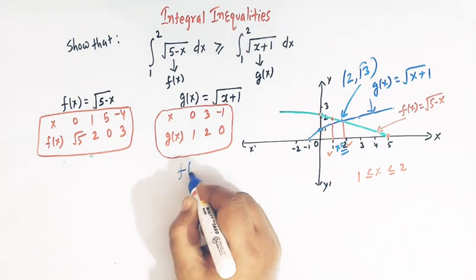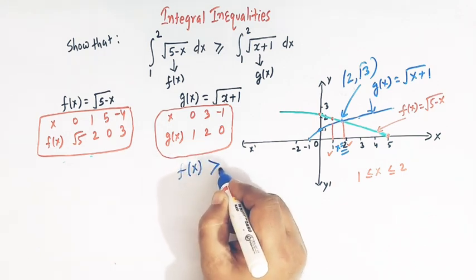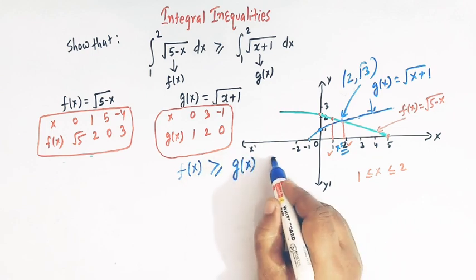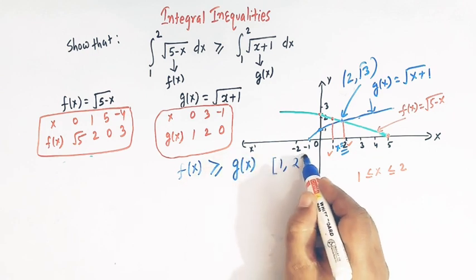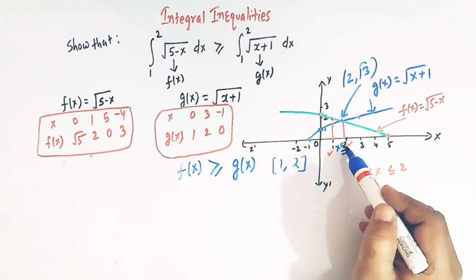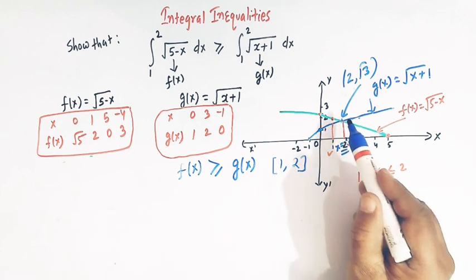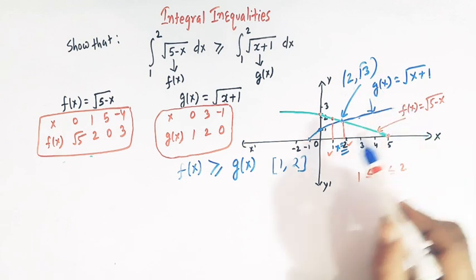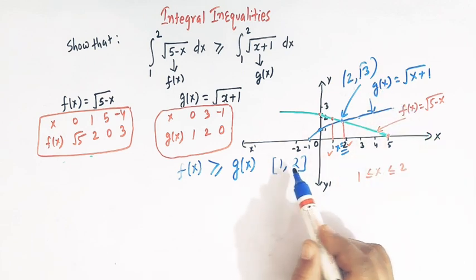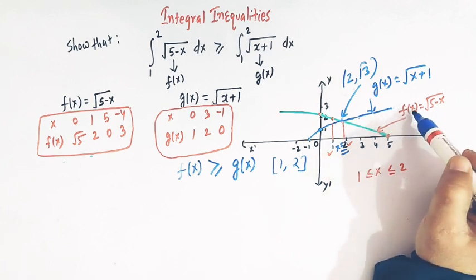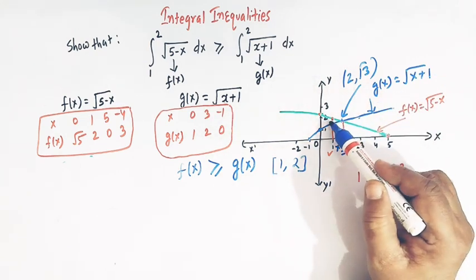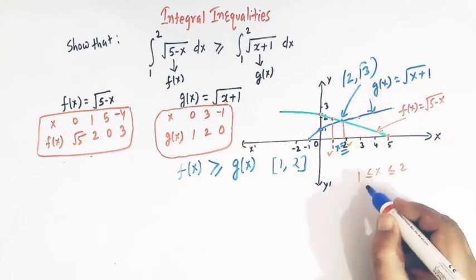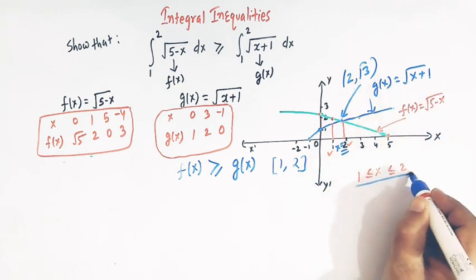So we can say that f of x is greater than or equal to g of x in the interval 1 comma 2, right? At x equal to 2, both the functions coincide, and for other values of x, the graph of f of x always lies above the graph of g of x in the interval 1 to 2.